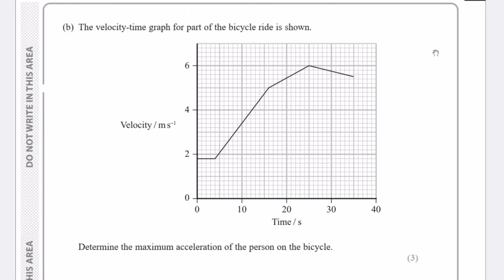The next part B of the question says the velocity time graph for the part of the bicycle ride is shown. Determine the maximum acceleration of the person on the bike. So I want you all to focus on this term, maximum acceleration. And what graph do you have? You have a velocity time graph. You all know that the gradient of the velocity time graph gives the acceleration. And since they asked for the maximum acceleration, you have to check where the graph is the steepest. So you can clearly see that this part of the journey has the steepest gradient, right? So all you have to do is just find out the gradient of this section of the graph.